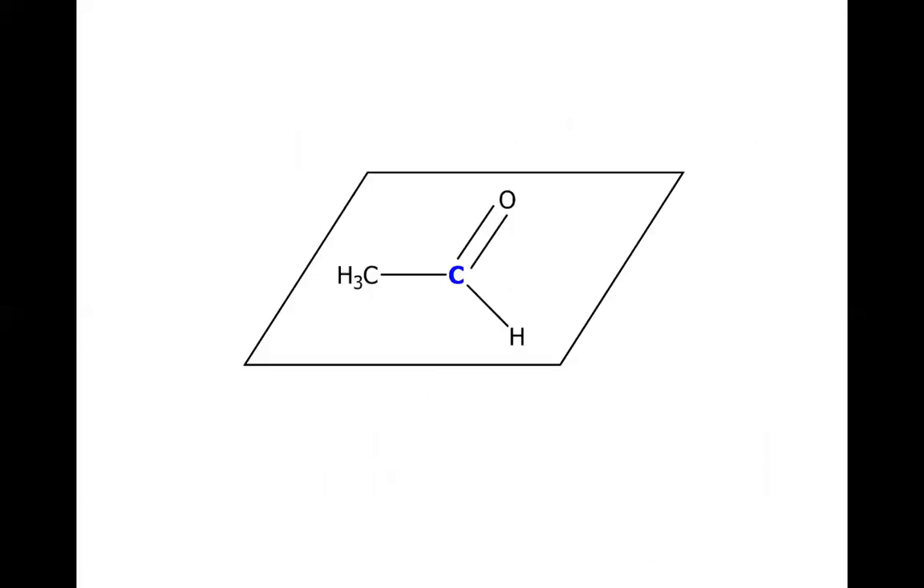So let us take this particular case. This is the carbonyl with two different groups. One is the methyl and one is the hydrogen. And obviously one group will always be the oxygen of carbonyl.